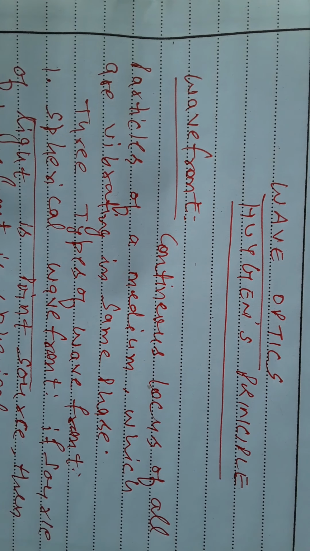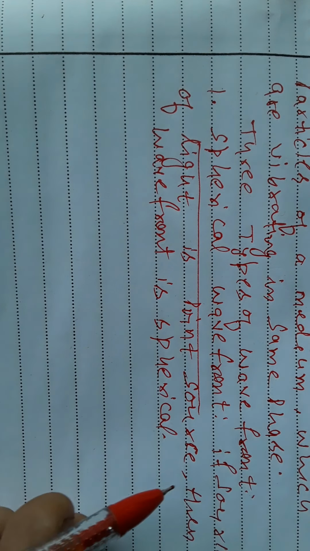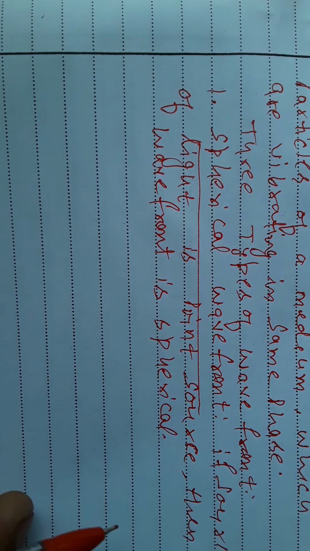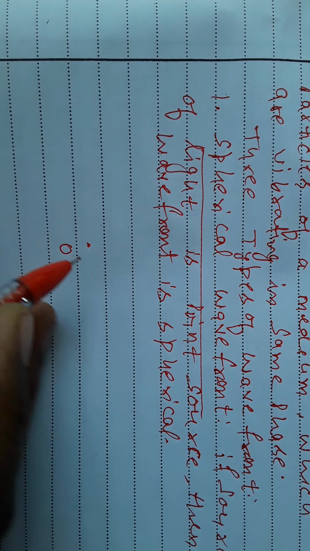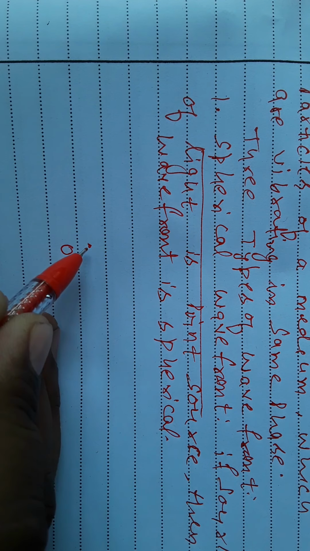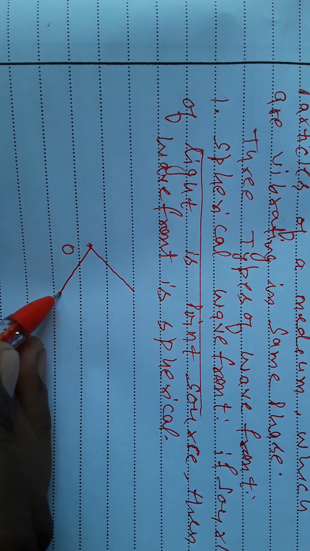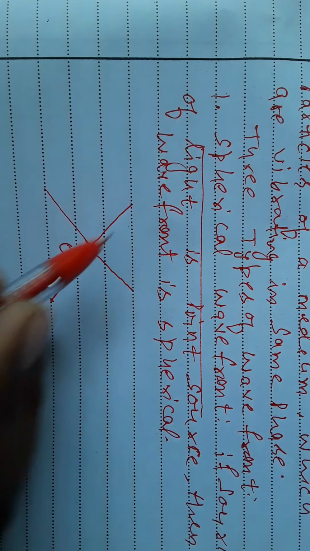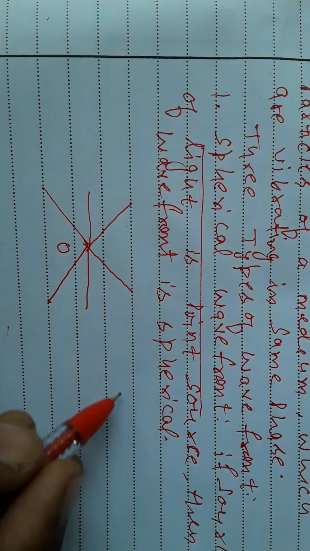We have three types of the wavefront. First is called spherical wavefront. If the source of a light is a point source, then the wavefront is spherical. This is a point O, it is a source of light. Now we can say first particle is moving, second particle is also moving, third particle is traveling. We can say fourth particle is traveling, this is fifth particle, this is sixth particle traveling.